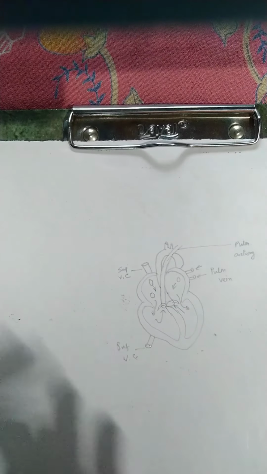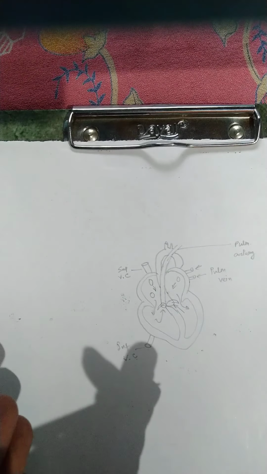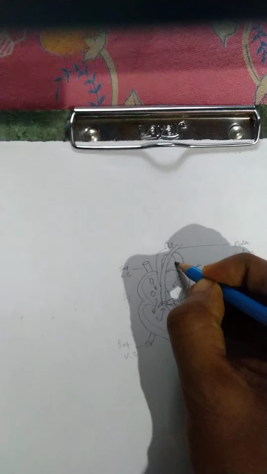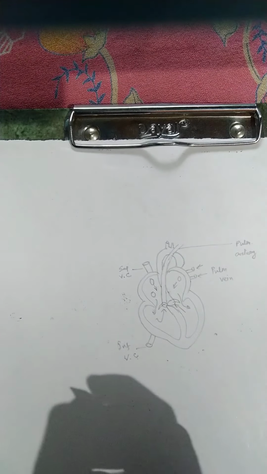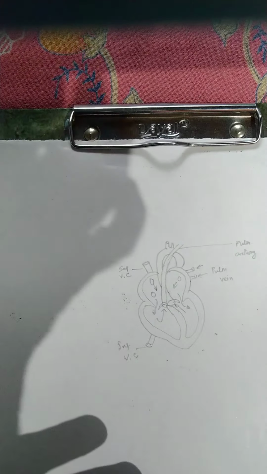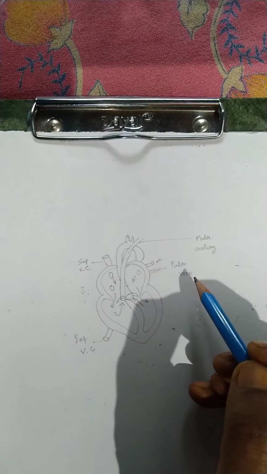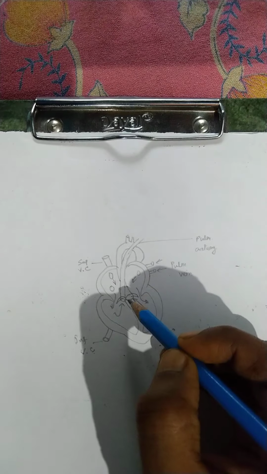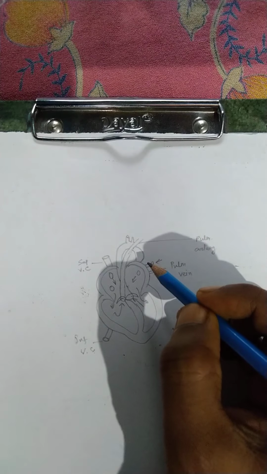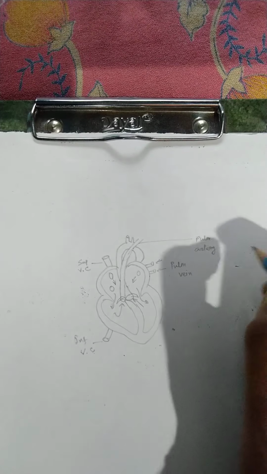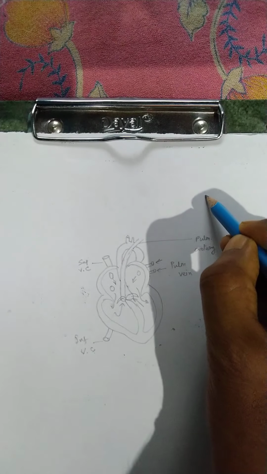Clear? Now this is the basic figure of the heart in a small case. But what about systemic and pulmonary circulation? Now let me show that. First we will learn about pulmonary circulation. Okay, so you know that the oxygenated blood comes from the lungs. Oxygenated blood comes from the lungs.